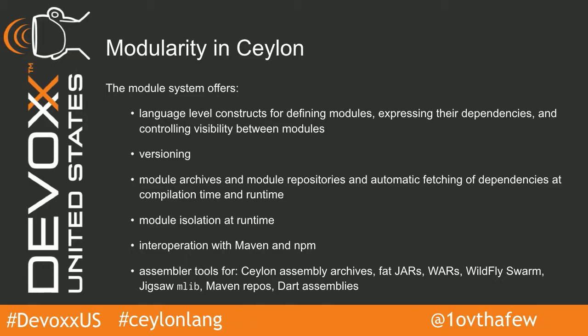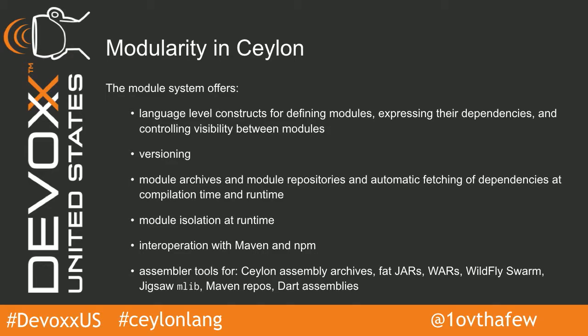So I can have, for example, a private package within a module that's not visible to other modules that depend upon my module, things like that. It provides versioning. This is rather important. I depend upon a certain version of a module, and then at assembly time, I can override that version and say I'm actually depending upon a different version of the module. That's one of the things which is sadly, from what I've seen, still missing with the Jigsaw stuff in Java 9: versioning.